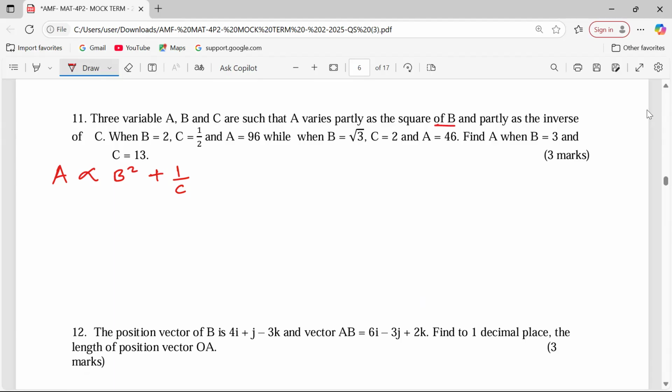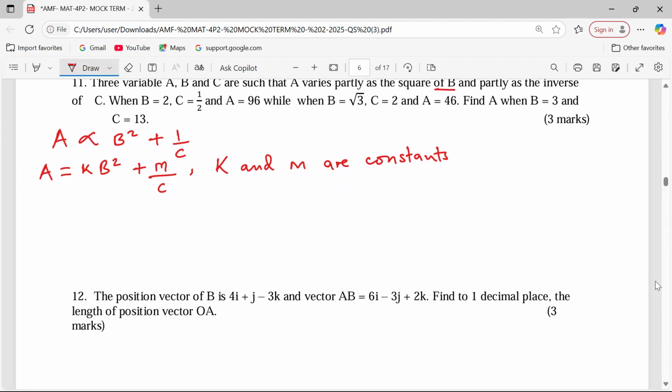So if we introduce 2 constants at this point, then we shall have A, instead of the symbol of proportionality, now we use an equal sign with constants of proportionality. The first constant K to multiply B squared, and the other constant, small letter m, to multiply the reciprocal of C, that way. In this case, we should know that K and m are constants.